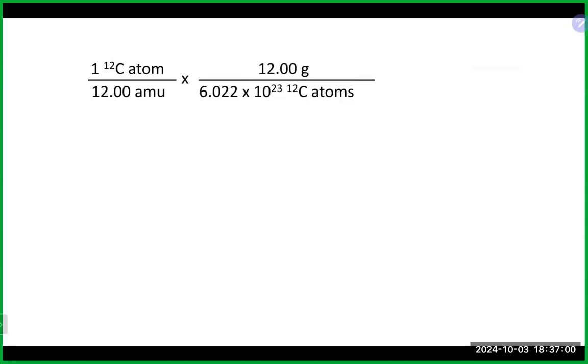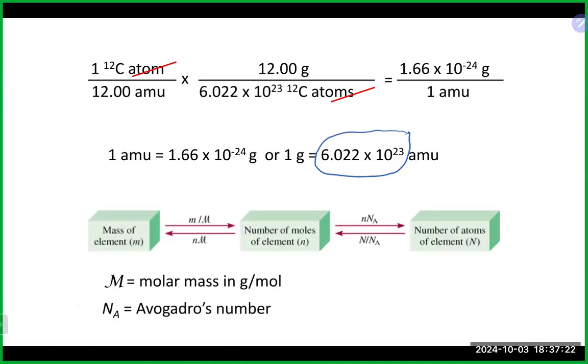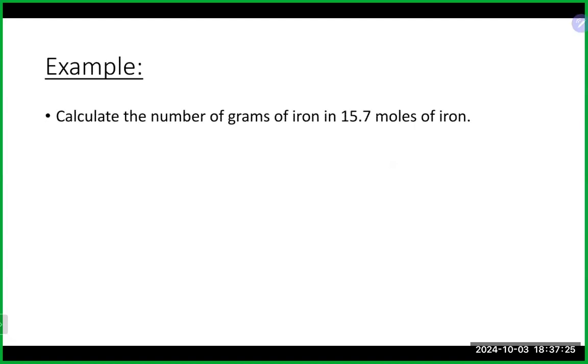All right, so here are some conversions and relationships among all 3 of these things. Again, there's our amu to gram conversion, and you can see that Avogadro's number is why amu per atom and grams per mole are basically going to be the same number. So there's our conversion along the way. Now calculate the number of grams in 15.7 moles of iron. In case you don't have your periodic table, iron is 55.85.